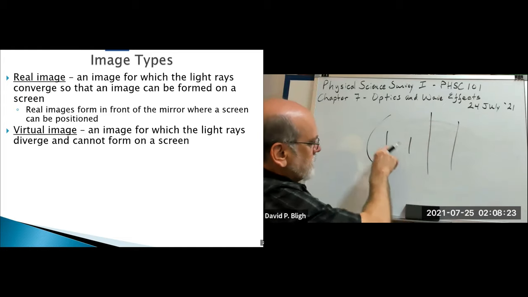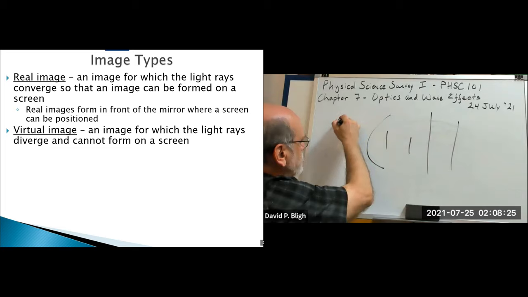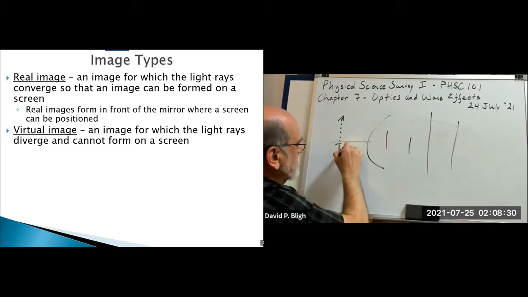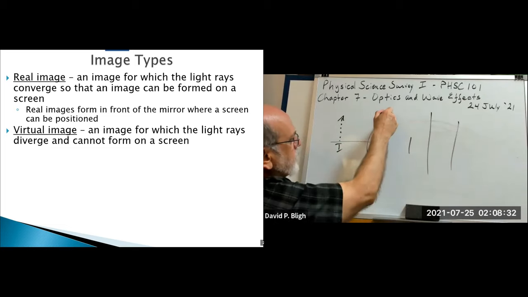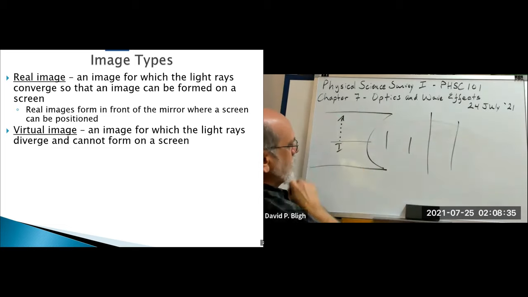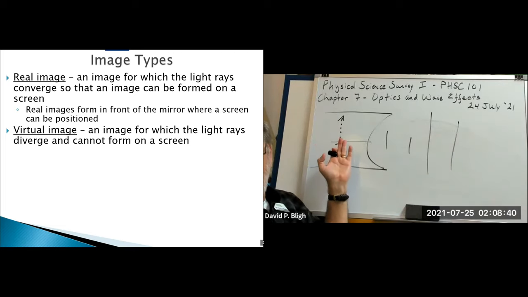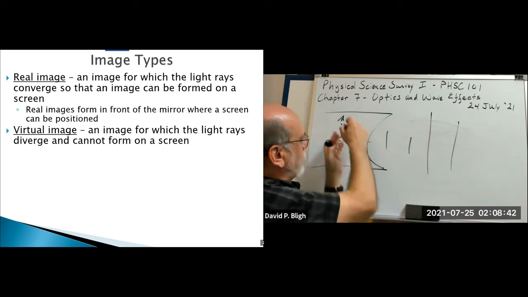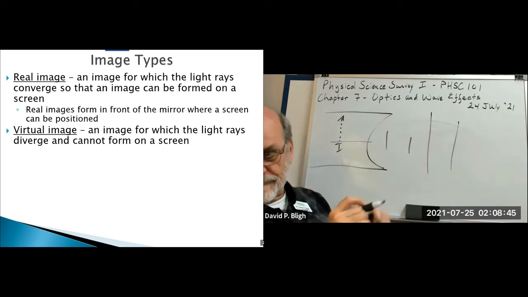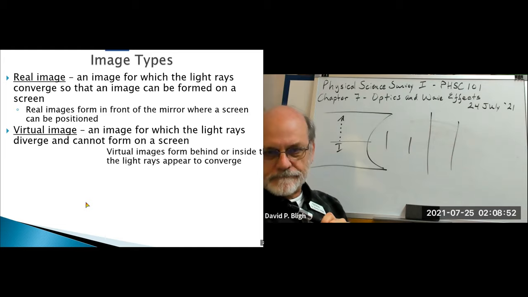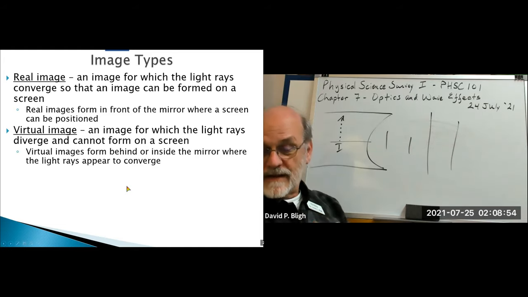Right? Because in that case where we had an image over here, like that, there's your image. Well, suppose this mirror was solid all the way over here. Where are you going to put your screen? You can't. The light rays actually form here by diverging. Diverging rays do not focus a real image, so they form behind or inside the mirror.